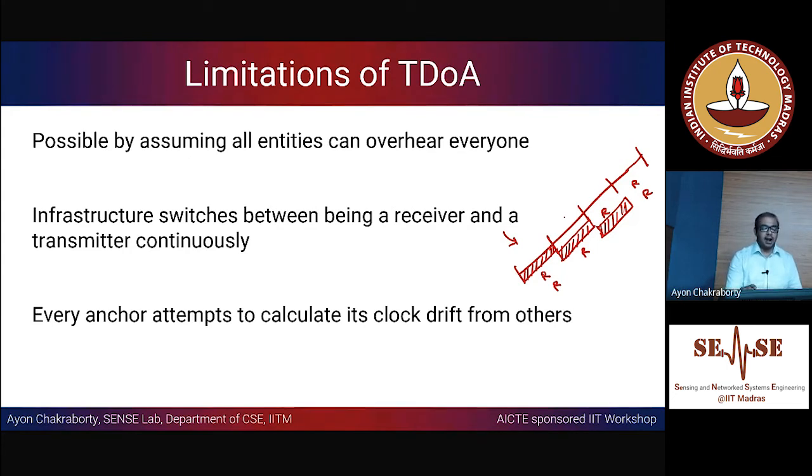Okay, and every anchor attempts to calculate its clock drift from the others. So this is more about the synchronization part. Either you can create a system that could be wirelessly synchronized, because the slot boundaries have to be synchronized across these anchors, and that is one of the main issues in TDOA. Everybody has to know that this is my turn to transmit, so you have to understand the slot boundaries very well. And these slot boundaries could be as small as a few or hundreds of microseconds, so clock drifts cannot be tolerated. You have to always keep the system updated in terms of its clock.